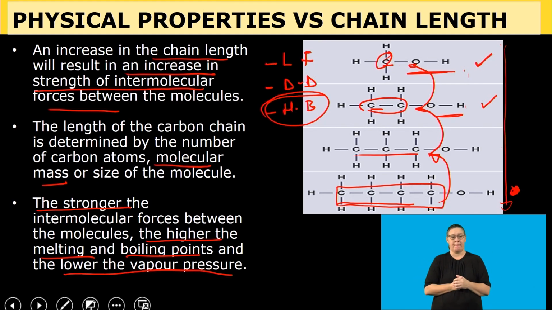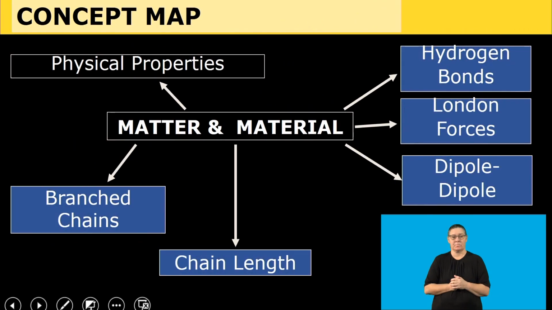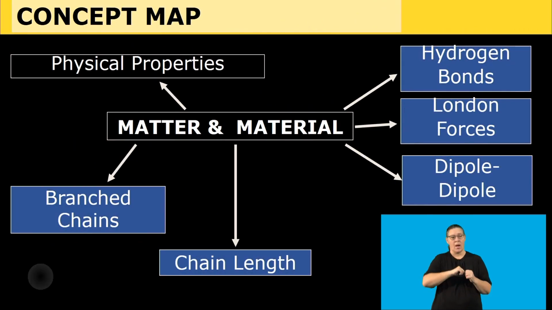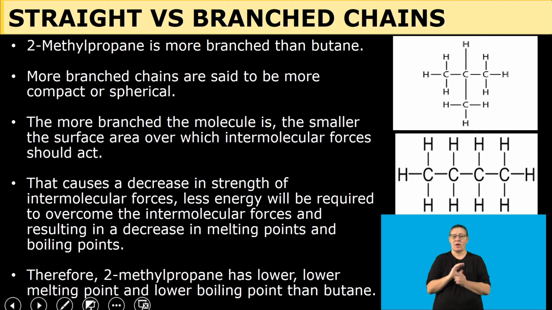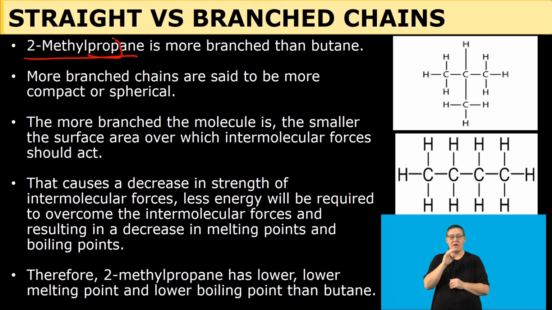Now, we are looking at the branched chains, because here we were looking at the chain length, the straight chains. What happens now if the chains are branched? If we are to look at this substance, 2-methylpropane, we know that we have a long chain that has 3 carbons because of the prop. We have a branch that has 1 carbon, that's our methyl. So in total, this compound, the 2-methylpropane, has 4 carbons.